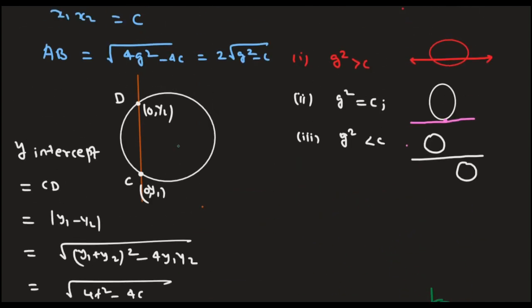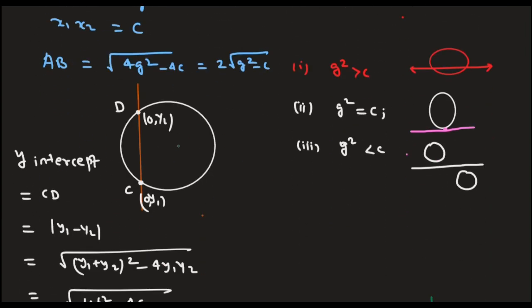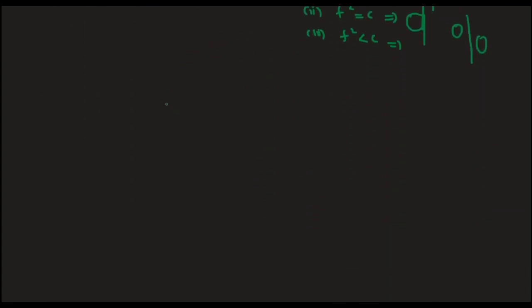Now the next point is, after point number 6 we have to go for point number 7. So here I am going to discuss the position of a point with respect to a circle. Our target is the position of a point with respect to a circle, and I am going to discuss it.